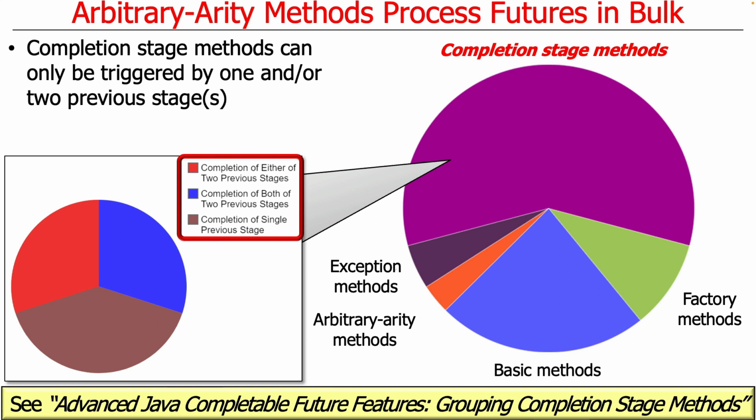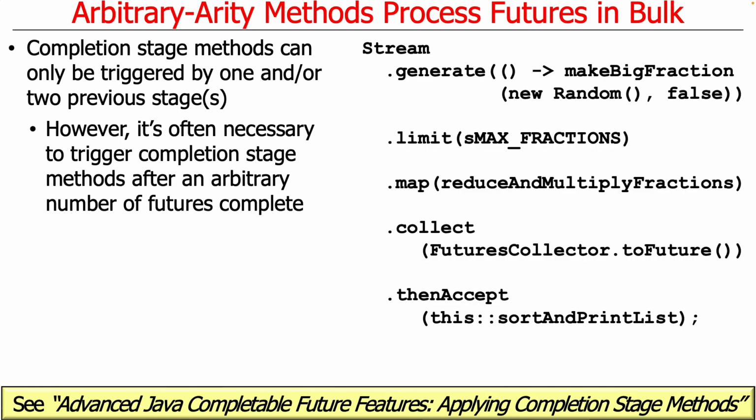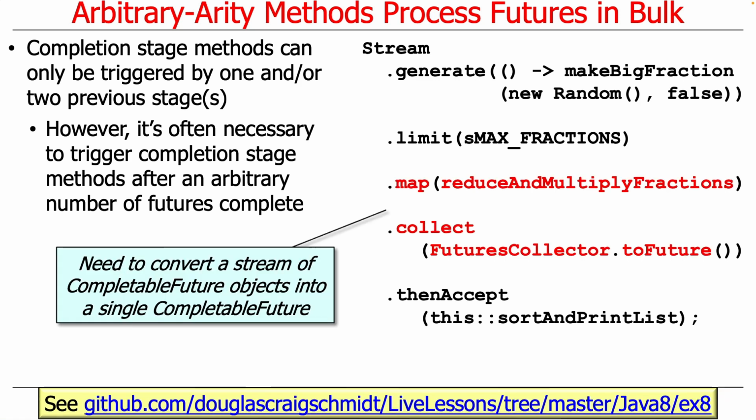So completion stage methods that we talked about before can be triggered by one and/or two previous stages completing. So we've already discussed that. You should be familiar with that. You're using that throughout assignment number 4. However, it's sometimes necessary to trigger completion stage methods after an arbitrary number of completable futures complete. And we looked at an example earlier, and there are several examples in assignment 4. That's what we're going to focus on today.